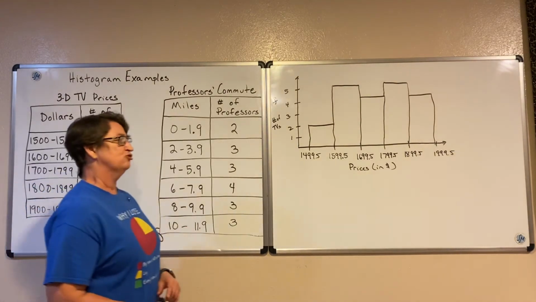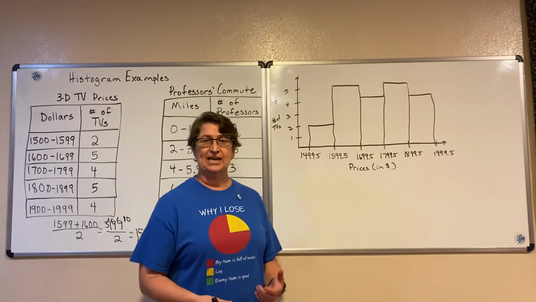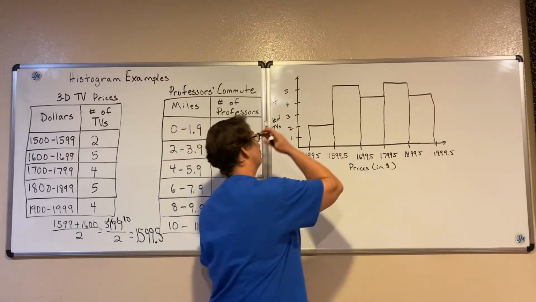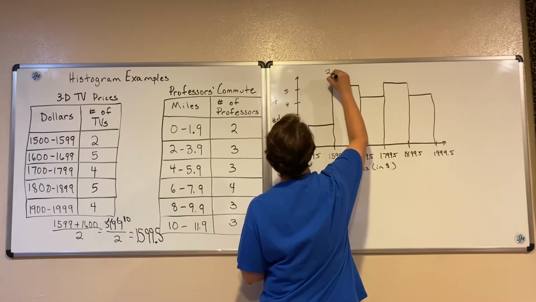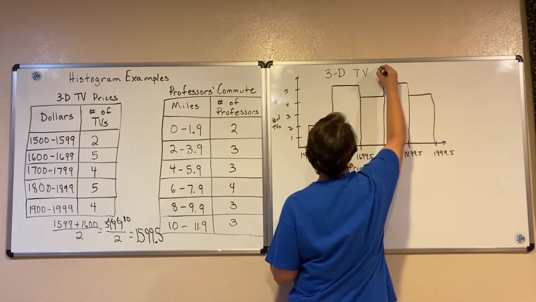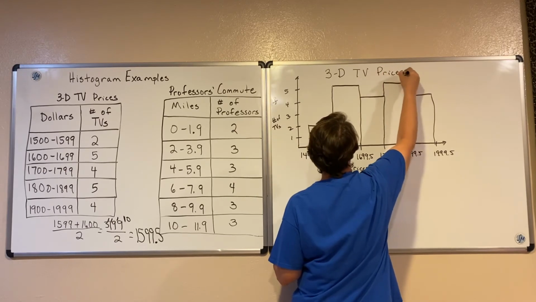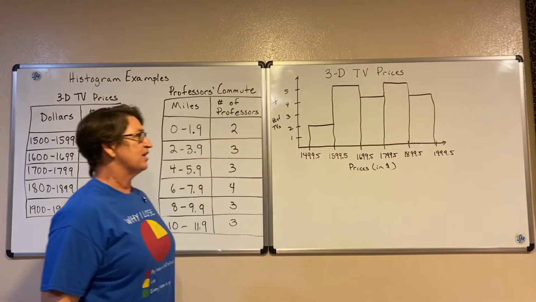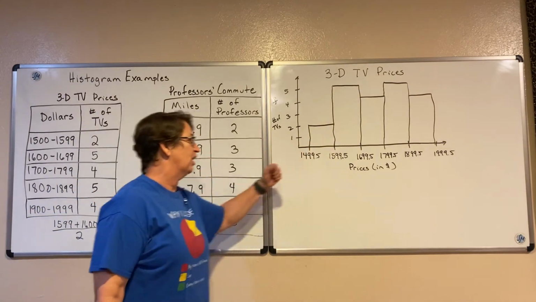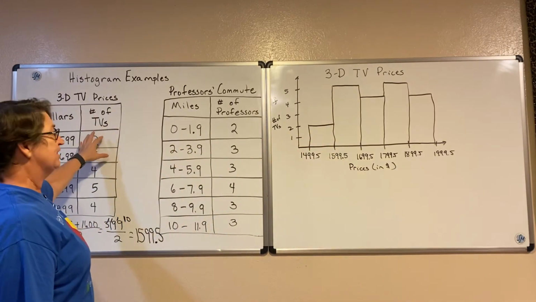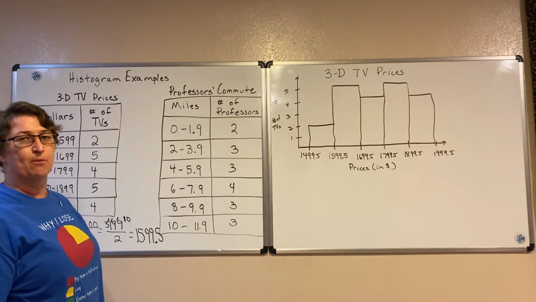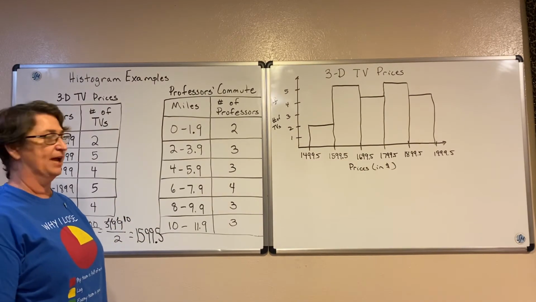So here's my histogram. The only thing that it's lacking is a title. All of my displays should have a title to let the reader know at a glance exactly what data they're looking at. So here's my 3D TV prices. And there's our histogram. Now we've lost our data within here, just as we lost our data when we created the frequency table, but we can begin to look and see where most of our TV prices lie.